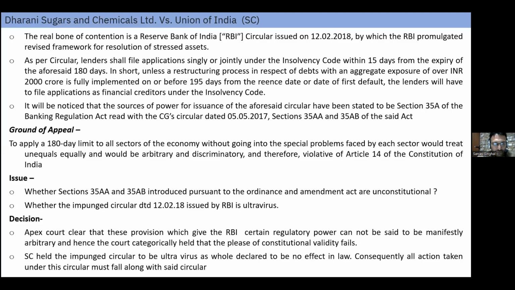What is the issue involved? Whether Sections 35A and 35B, introduced pursuant to the ordinance and the amendment, are unconstitutional, and whether the impugned circular issued by the RBI is ultra vires the Constitution. After hearing all the grounds by the appellant and the counter arguments by the respondent, the decision of the Supreme Court is that the Apex Court clarified that these provisions, which give certain regulatory power to the RBI, cannot be said to be manifestly arbitrary, and hence the court categorically held that the plea of constitutional validity fails.